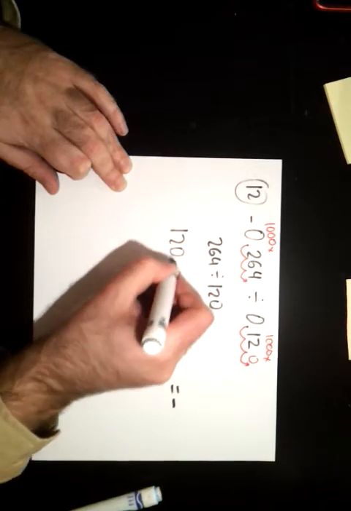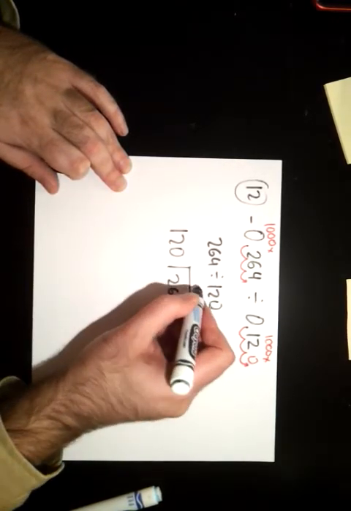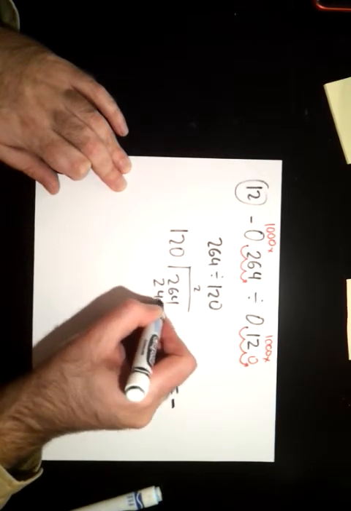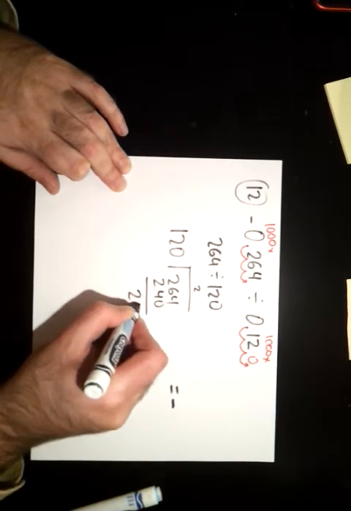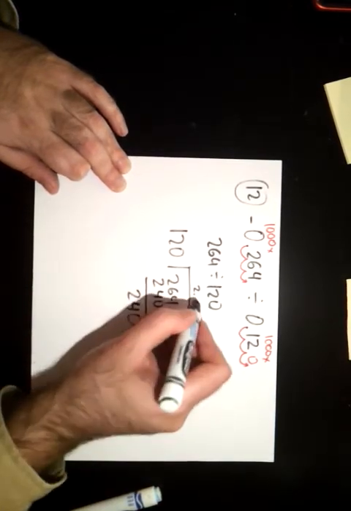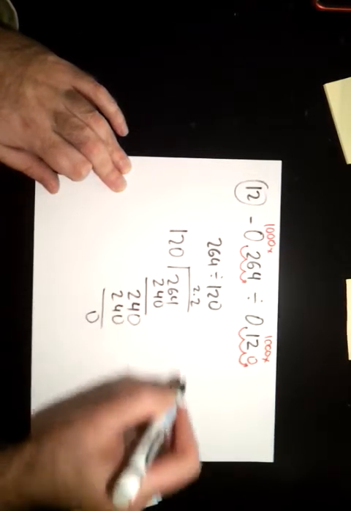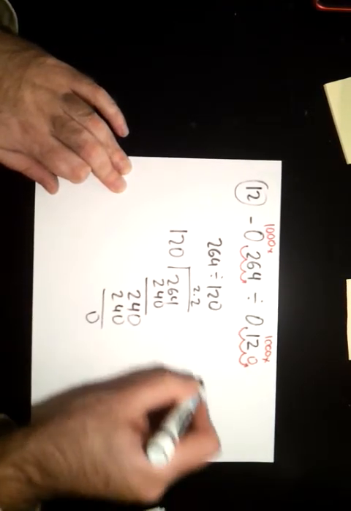So then you do your long division. Goes in there twice. 24. Doesn't go in, decimal. Twice. So my answer is negative 2.2.